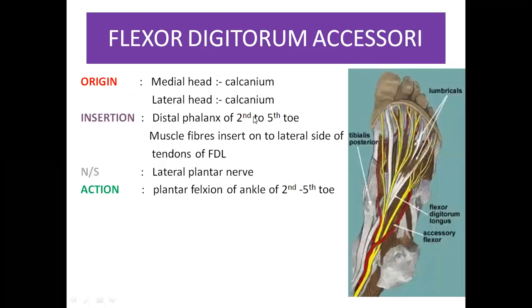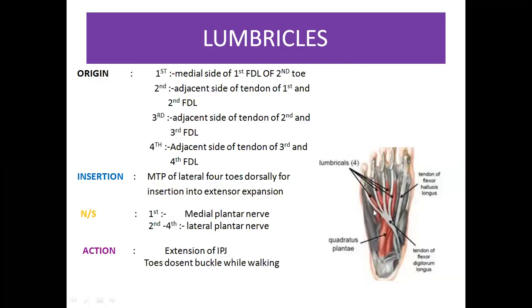Then flexor digitorum accessorius. You are finding, this is the flexor digitorum accessorius muscle, which is getting inserted into the flexor digitorum longus muscle. Origin, its medial head is coming from the calcaneum, and the lateral head also comes from the calcaneum. Insertion is distal phalanx from the second to fifth toe. Muscle fibers get inserted to the lateral side of flexor digitorum longus. Nerve supply is the lateral plantar nerve, and it helps in the plantar flexion of the ankle, second to fifth toe.